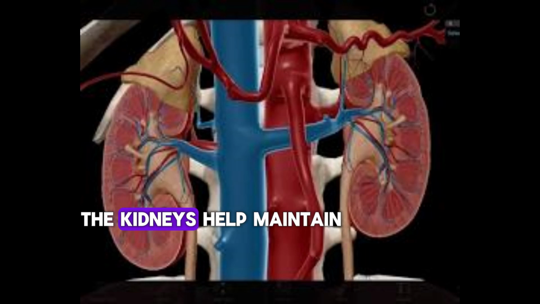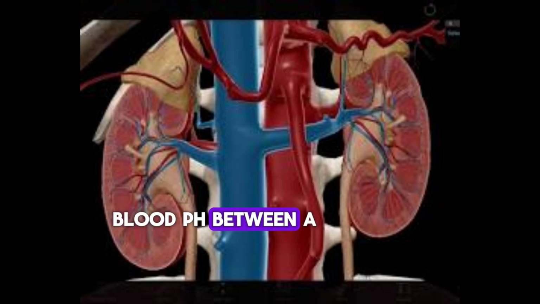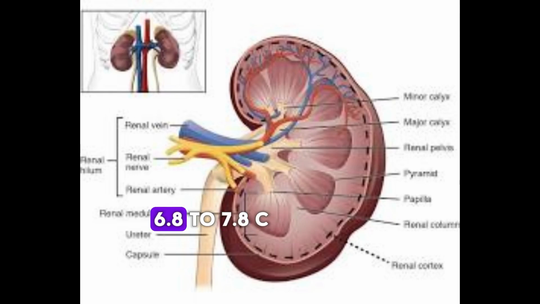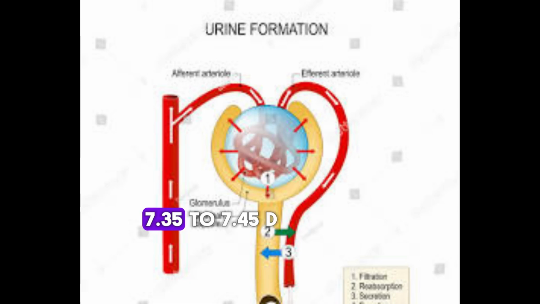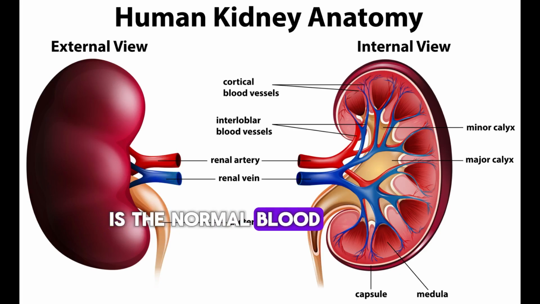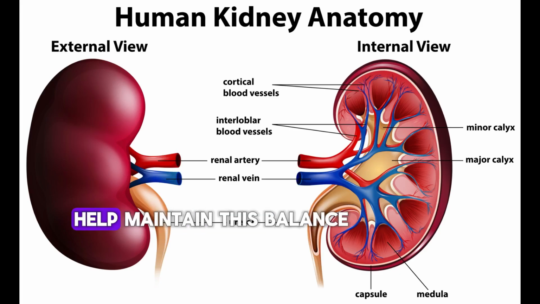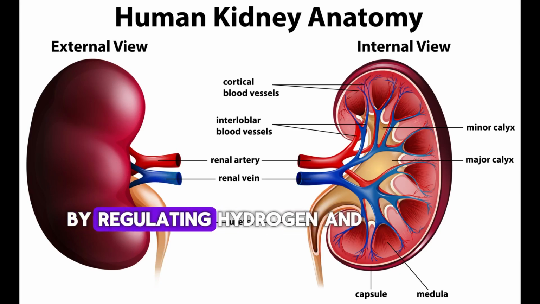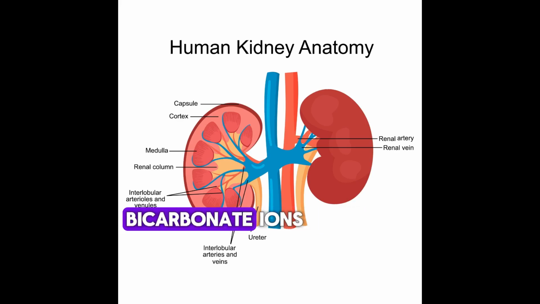3. The kidneys help maintain blood pH between A. 6.0 to 6.5, B. 6.8 to 7.8, C. 7.35 to 7.45, D. 8.0 to 8.5. Answer C. 7.35 to 7.45. This is the normal blood pH range. The kidneys help maintain this balance by regulating hydrogen and bicarbonate ions.